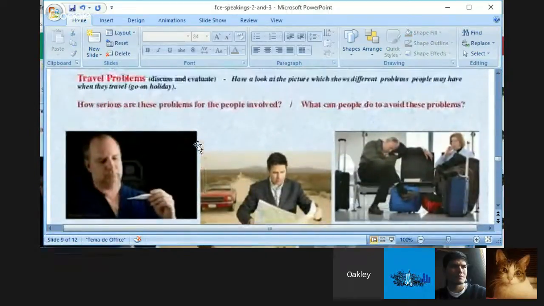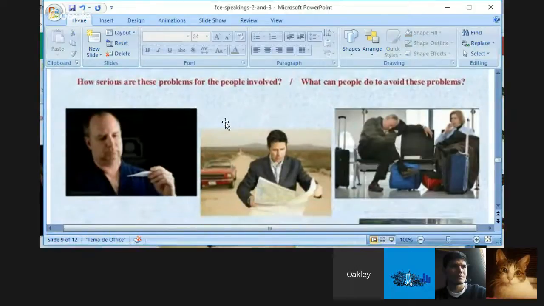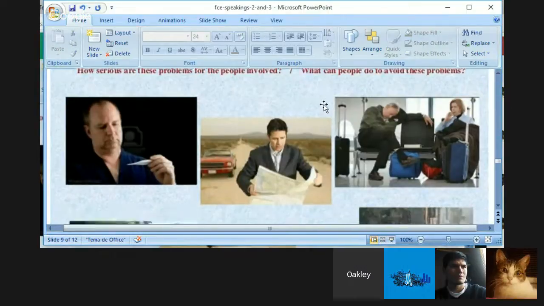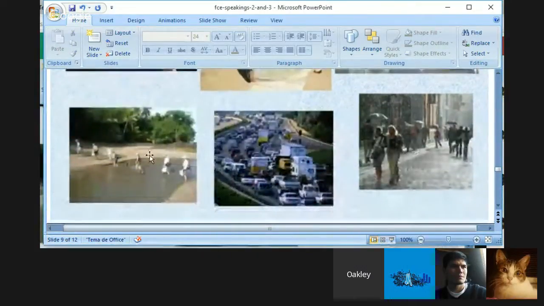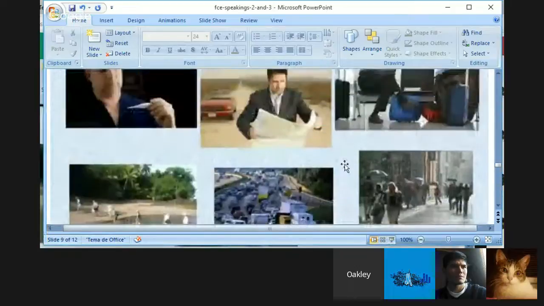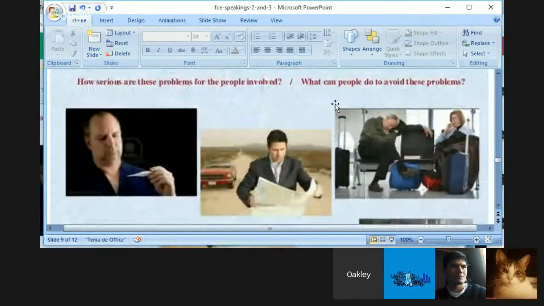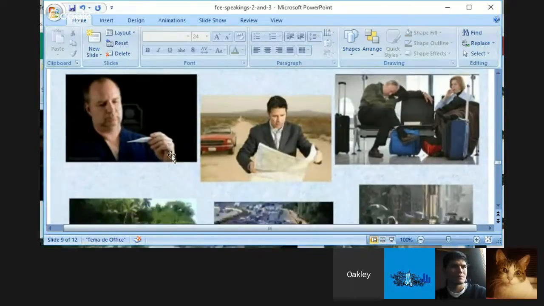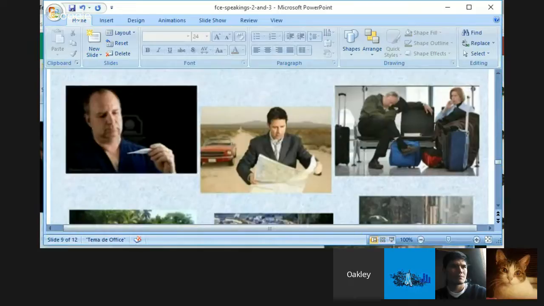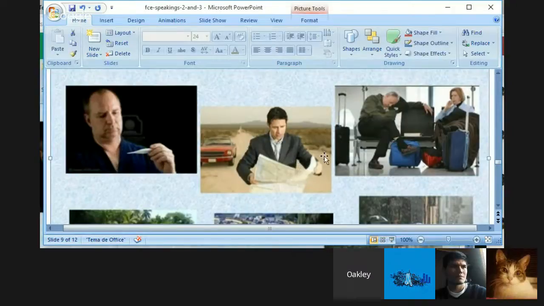Okay. Let's see. Problems. Different problems that people have on holiday. These are holiday problems, pictures of holiday problems. Okay, how serious are these problems? Jorge Luis, let's look at these pictures. These are travel problems here.